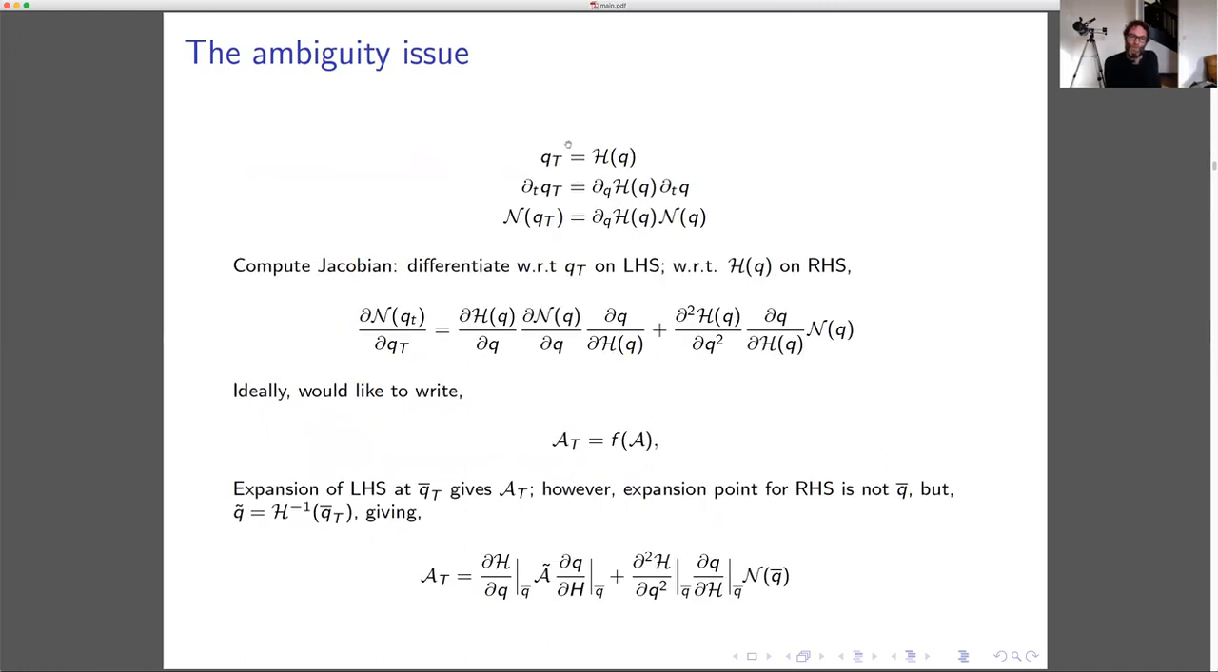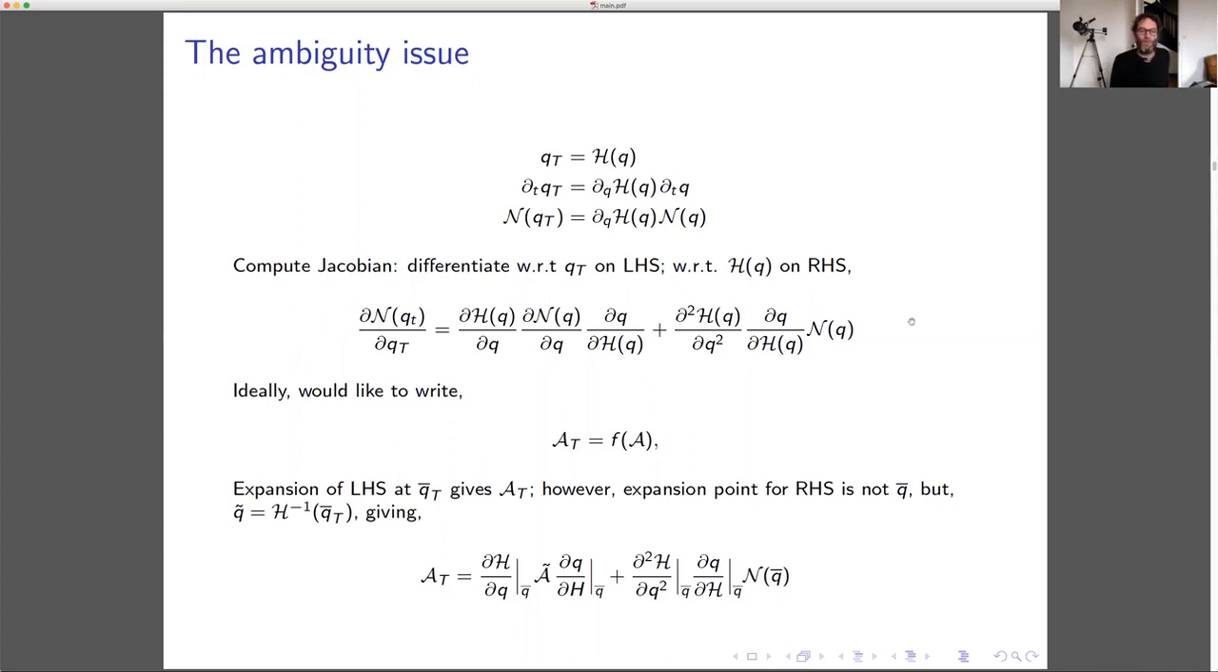The first equation is simply the nonlinear variable transformation from one set of variables to the other. If you take the time derivative of that, it gives you a relationship between the Navier-Stokes system in the transformed variables and the Navier-Stokes system in the original variables. We then compute the Jacobian. On the left-hand side, you're differentiating with respect to q_t. On the right-hand side, with respect to the transform of q. That gives you this system.